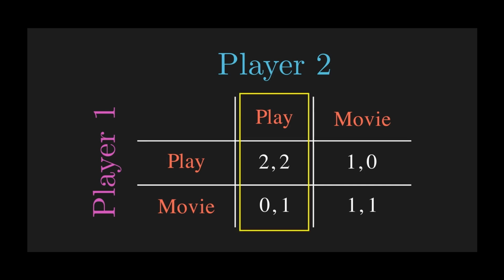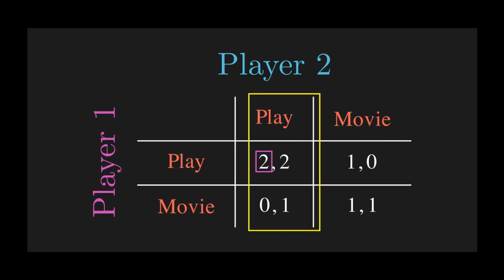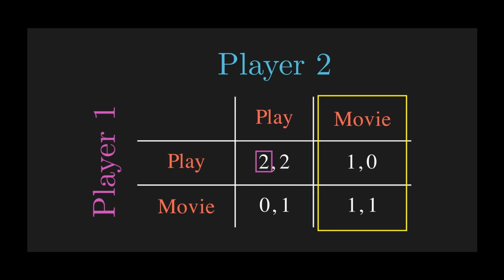So let's isolate the first action of player 2. So we're saying player 2 is going to the play. What should player 1 do? Well, if player 1 goes to the play, then they get a payoff of 2. And if player 1 goes to the movie, then they get a payoff of 0. So we'll put a box around player 1's best response in this case, which is to go to the play. Now, if player 2 goes to the movie, player 1 gets a payoff of 1 if they go to the play, and they get a payoff of 1 also if they go to the movie. So here, neither one is greater than the other. So what we're going to do is actually put a box around both of them.